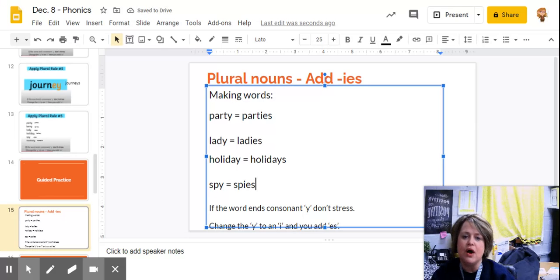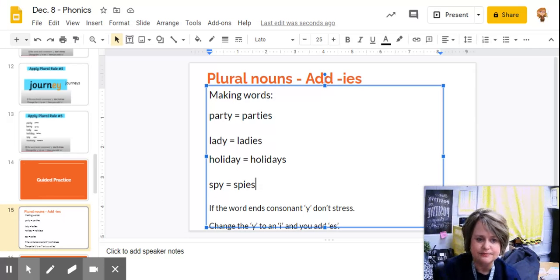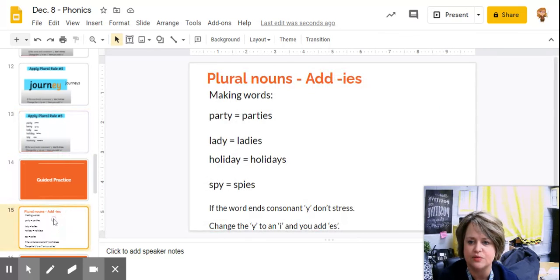So you may want to write these words in your notebook. Go ahead and pause the video. Write these in your notebook. You may even want to write this little hint in your notebook to help you remember when you have a Y at the end of a word and you're writing it, that you need to change it either with IES or just an S. Okay, so pause that video. You could even rewind and look at that one as well.